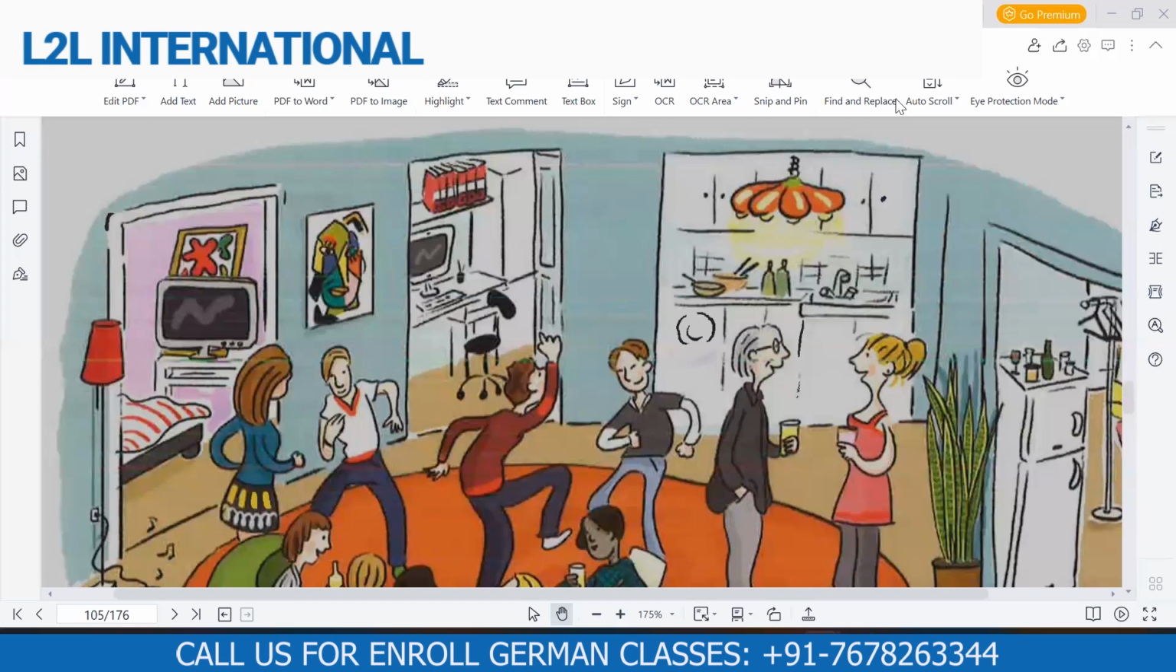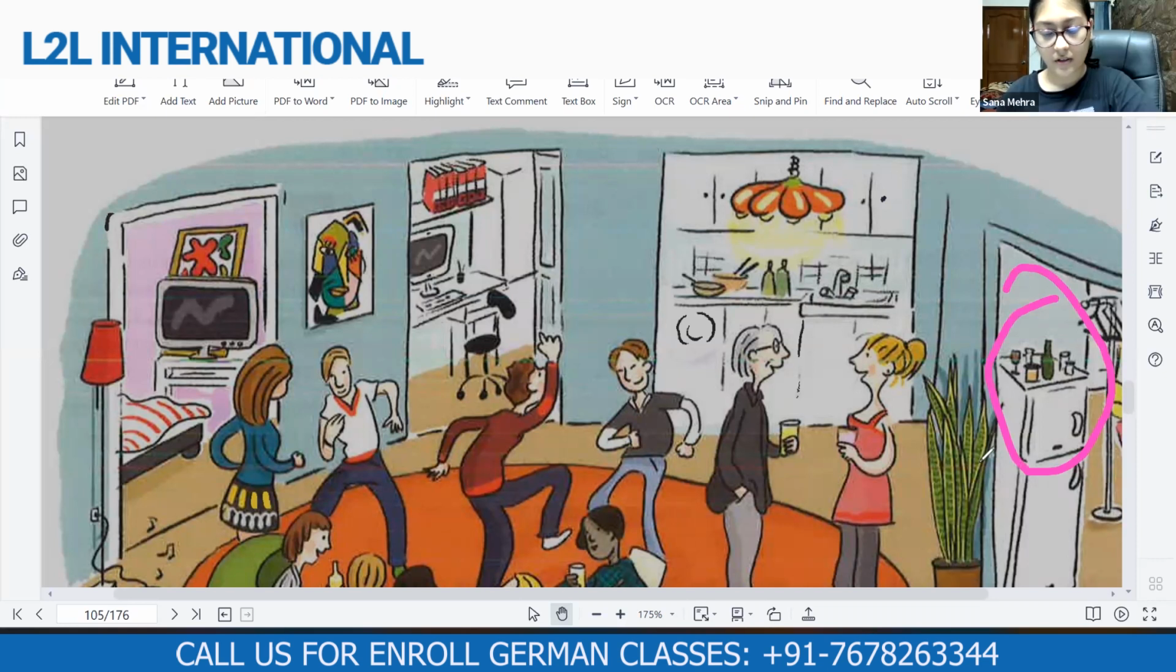If I ask you, where is the glass, or where are the glasses? So Sana, you can see glasses here, right? So how would you say it? The glasses are kept above the refrigerator. Not above, on the refrigerator. It has to be on. Now, what is the difference between above and on? Ashwin, could you clarify what is on and above?